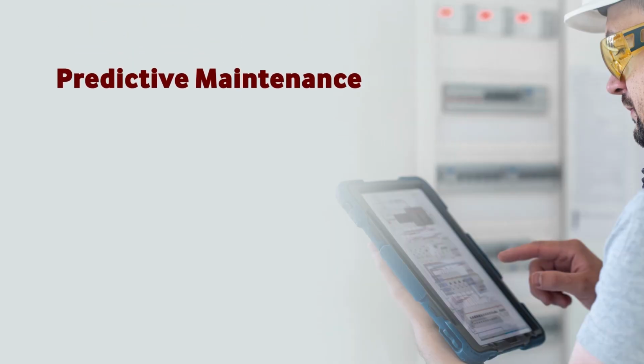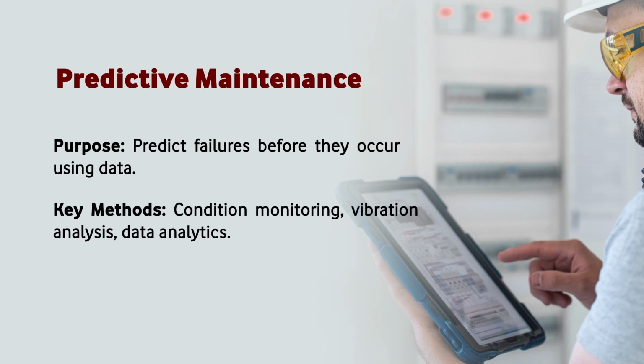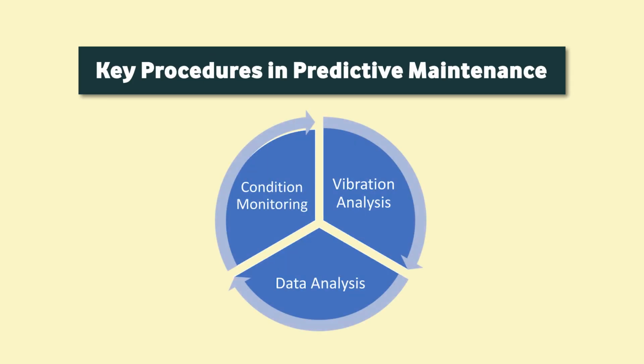Next, another type of maintenance is called predictive maintenance. Predictive maintenance takes things a step further by using data and advanced analytics to predict when a component might fail. It's like having a fitness tracker for the power grid, constantly monitoring vital signs and alerting you to any kind of potential problems. So, what are the key procedures used in predictive maintenance?